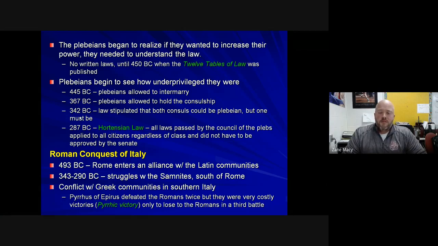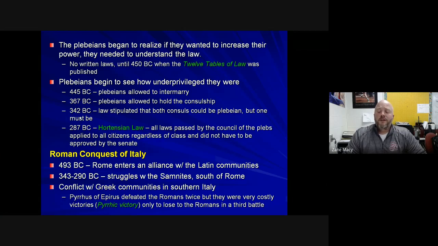And over the next 2 decades, the plebeians begin to realize that if they want to really have a voice in the republic, they're going to have to understand the law. The problem with that is that Roman law had not been codified. It hadn't been written down, categorized, had the legal system cleaned up. You would just have certain elders in local communities that would have memory of the laws, but nothing had ever been published before.